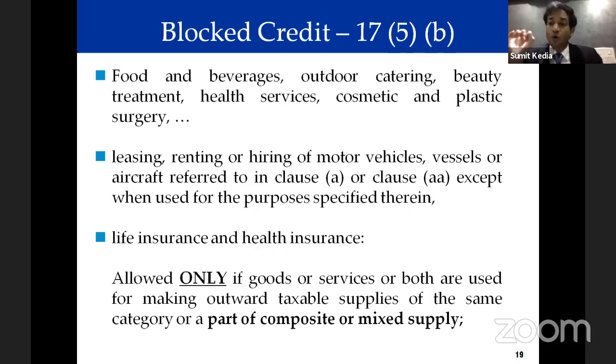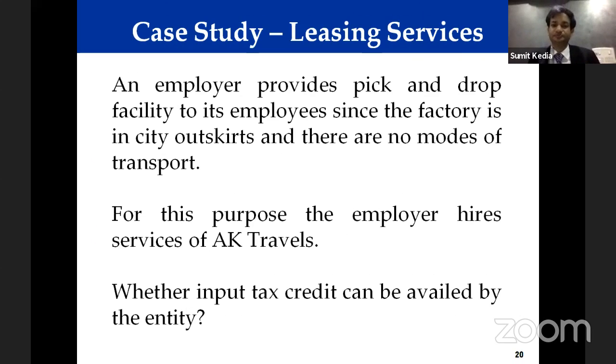Now, for all these above three clauses, they say the only exception is given when the credit on food, beverage, leasing, insurance will be allowed. It says if goods or services or both are used for making outward taxable supplies of the same category or as part of composite or mixed supplies. So if I'm using these items as part of my composite or mixed supplies, I will be allowed input tax credit. I will give you multiple examples to show the essence of this last paragraph in my slide. Allowed if it is used as part of my composite or mixed supplies.